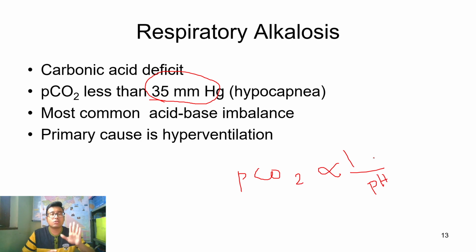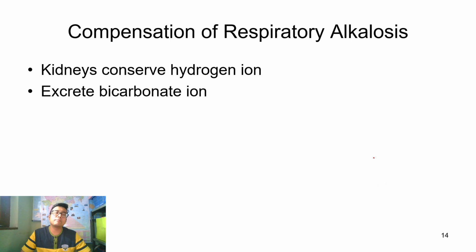Get my point? If PCO2 goes high, it means excess acid, and pH will go low. If PCO2 goes low, then the pH disorder will be alkalosis. So if PCO2 is less than 35, it is respiratory alkalosis. Just one thing to remember from this slide, nothing else. So what will be the compensation?